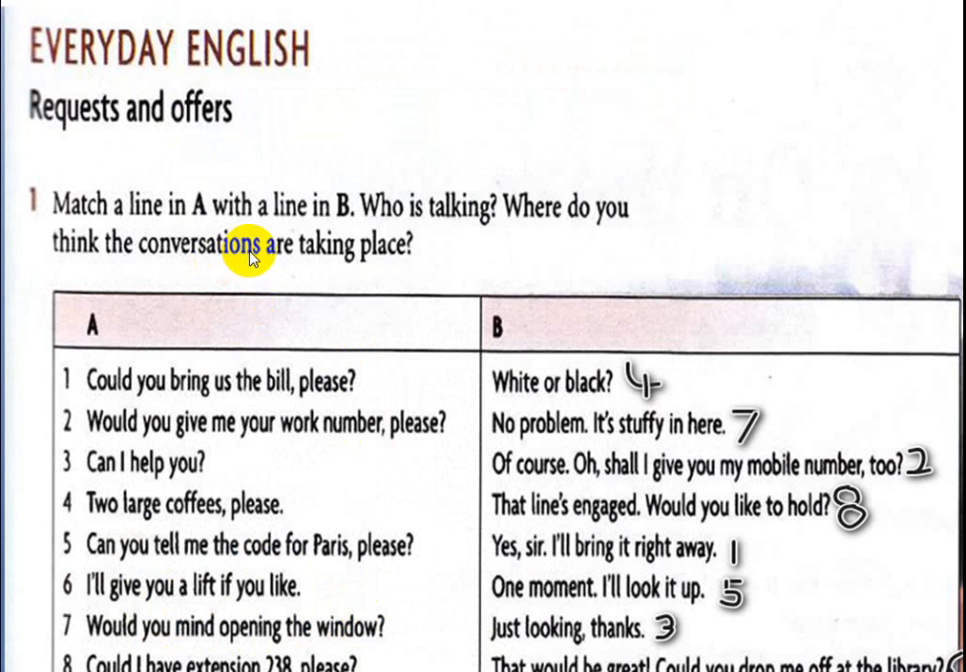Match a line in A with a line in B. Who is talking? Number 1. Could you bring us the bill, please? The answer is: yes, sir. I'll bring it right away. So here is number 1. Yes, sir. I'll bring it right away.